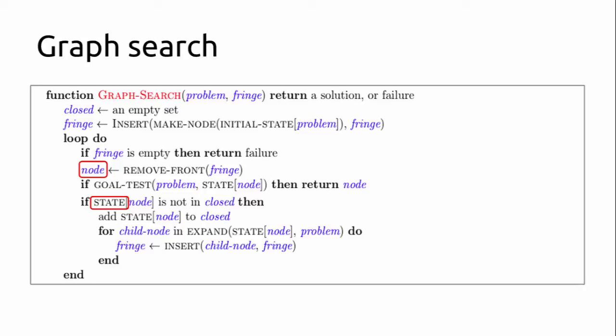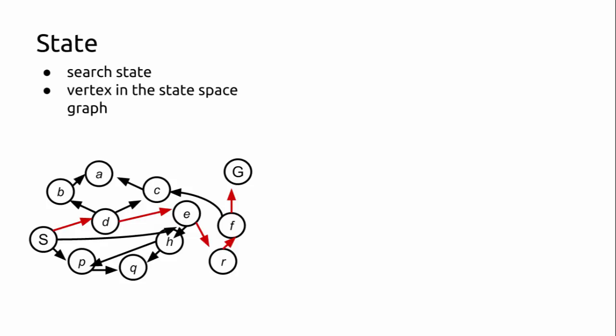So let's kind of talk about what the differences between nodes and states are. Okay? So starting with the state, a state is going to be a search state, which, if you think back to the slide on search problems, is just the state of a search problem, right? And you can think of this as a vertex on the state space graph. So we've included a state space graph below. In fact, this was the one in the lecture. And a state is just kind of any vertex here. So A, B, S, P, G, those are all states. Okay, and they're just individual search states.